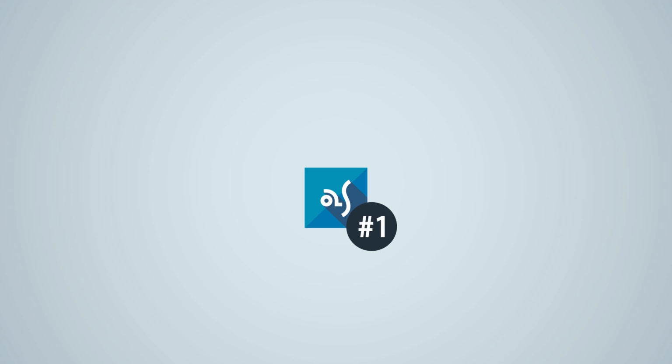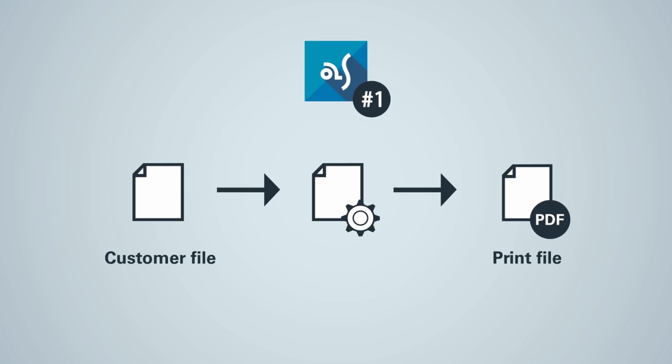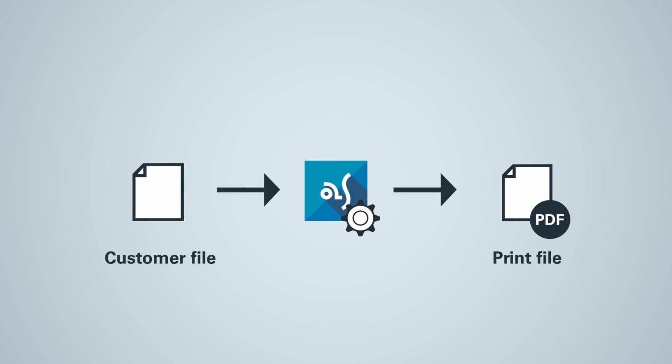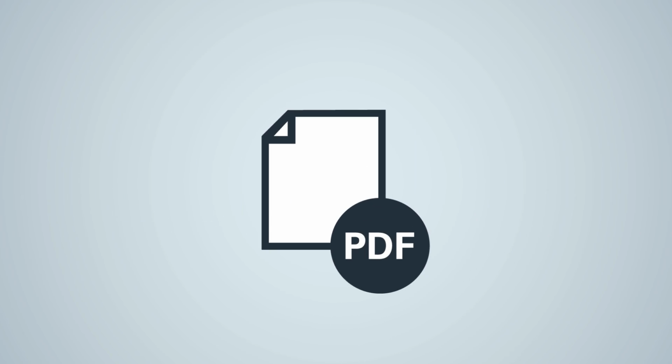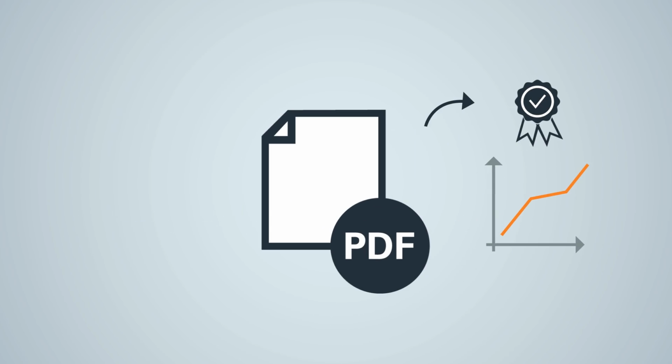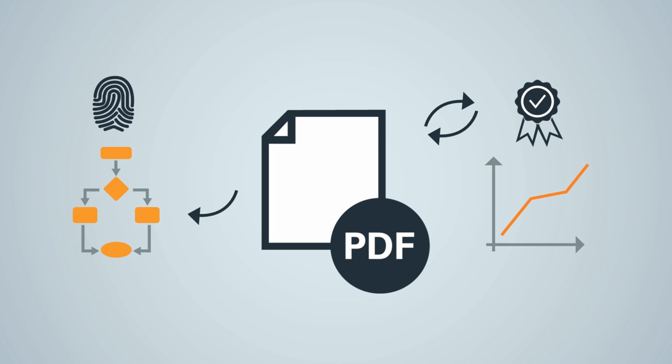Asura is the number one solution and the industry standard for PDF workflows, because it uses its own unique technology to normalize customer files. Normalize means both. Improve the quality of files so they are compliant to the PDF specifications and tailor them to your exact production needs.